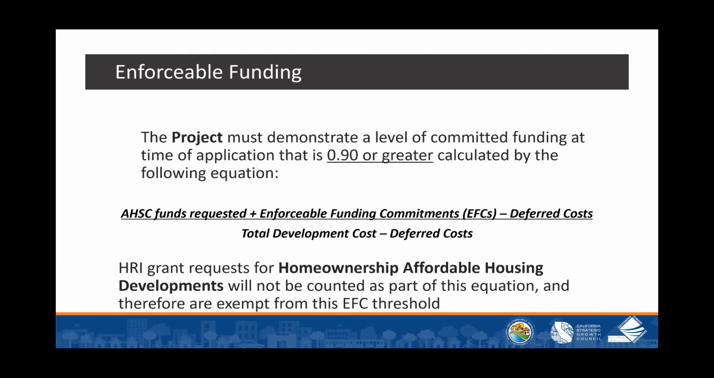For your enforceable funding, the project must demonstrate a level of committed funding at the time of application that is greater than 0.90, calculated by the equation listed below. So we have the AHSC funds requested plus the enforceable funding commitment minus the deferred costs over the total development costs minus the deferred costs. The HRI grant request for homeownership affordable housing developments will not be counted as part of this equation and therefore are exempt from this EFC threshold.